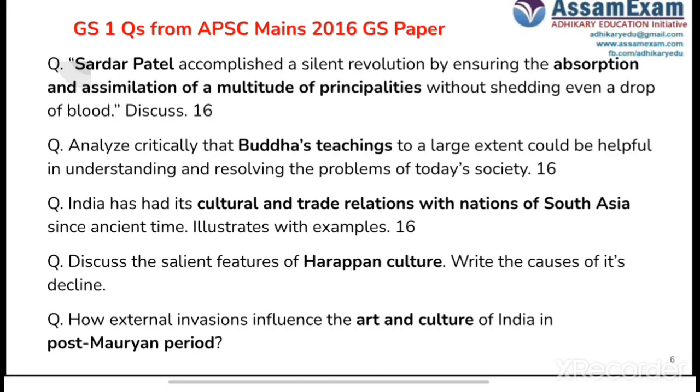The next question is, India has had its cultural and trade relation with the nations of South Asia since ancient time. Illustrate with example. So it is very explanatory how India had relationship with South Asian countries during ancient times, specifically from South India, like Chola and Pandya kings. They had very good trade relation and cultural relation.